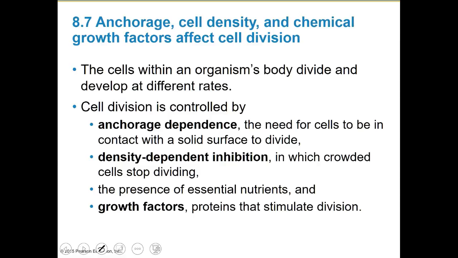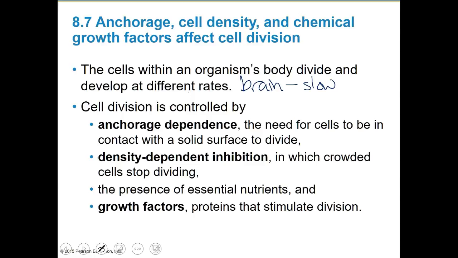So cells within an organism's body divide and develop at different rates. You could think about that. You don't really develop a whole lot of new neurons, which are the cells in your brain. Brain cells are real slow to develop. Whereas skin cells, you're losing those things every other day. So it's not really that big of a deal, but there are different rates. So the brain is real slow, and then maybe skin cells are quicker.